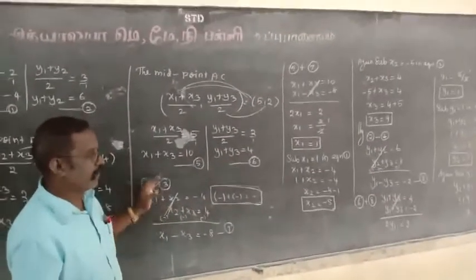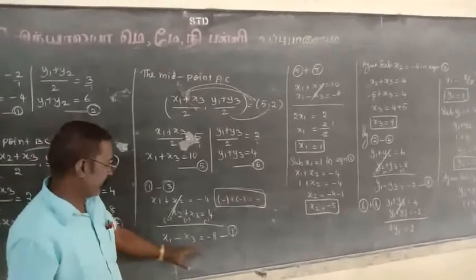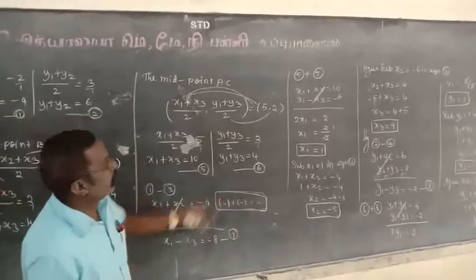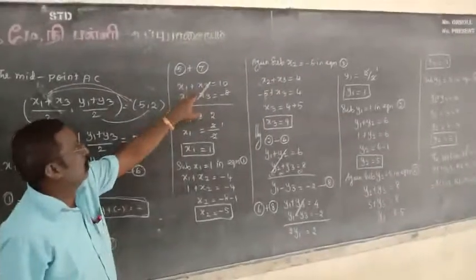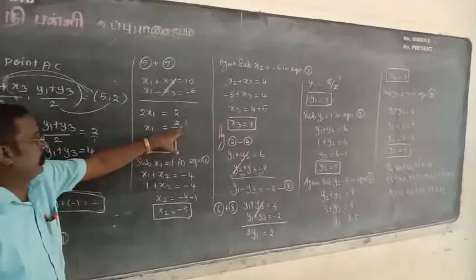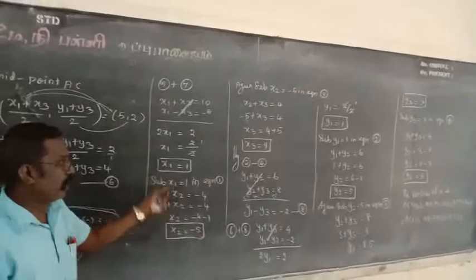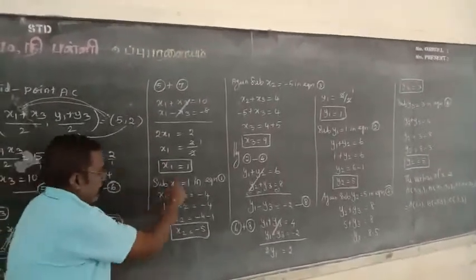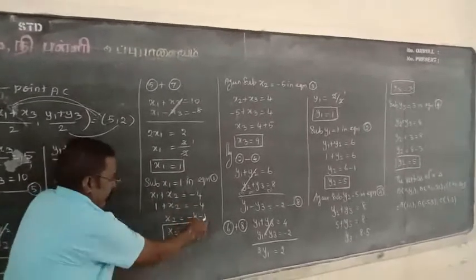Therefore take the first equation and the third equation and solve. Finally x1 minus x3 equal to minus 8, equation number 7. So for the fifth equation and the seventh equation, add these two: 2x1 equal to 2, x1 equal to 2 by 2 equal to 1. Substitute it here in equation number 1: x2 equal to minus 4 minus 1, the 1 going to the right hand side as minus 1. So minus 4 minus 1, minus 5.